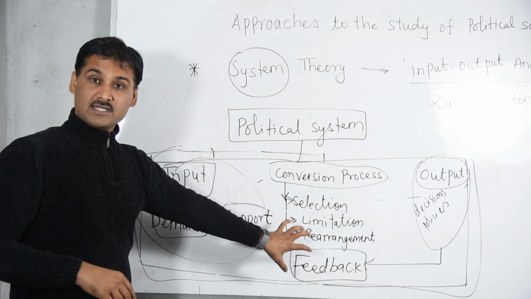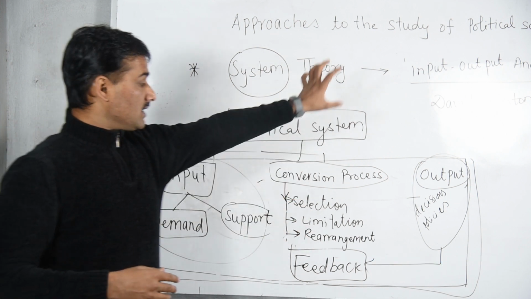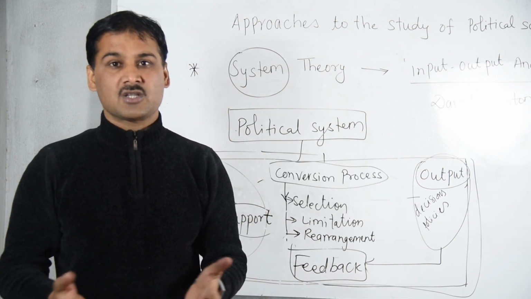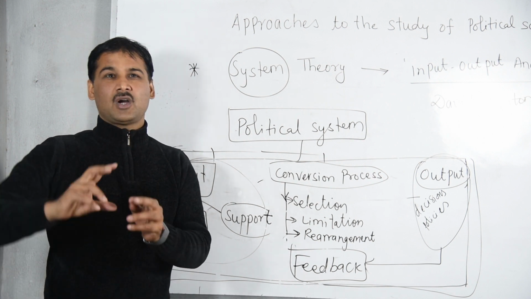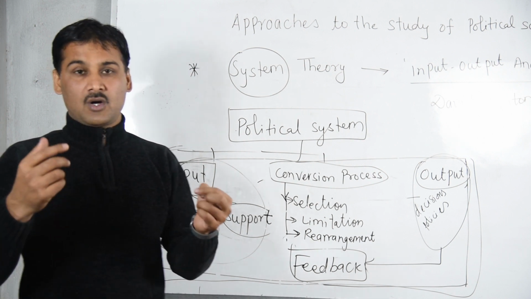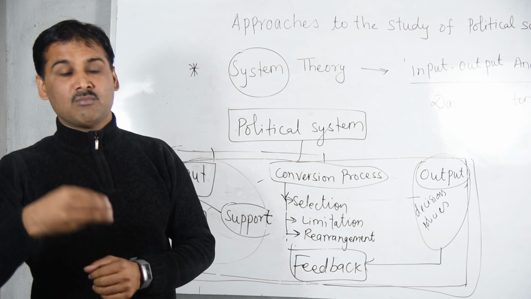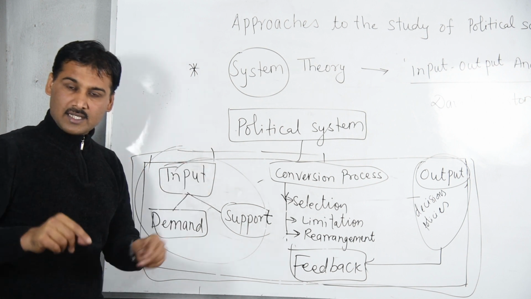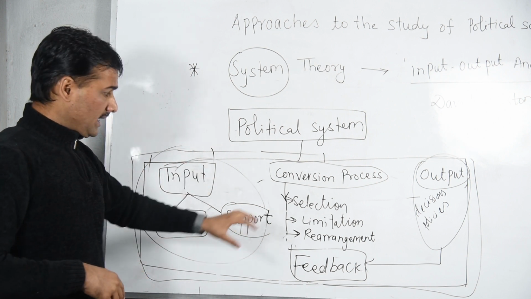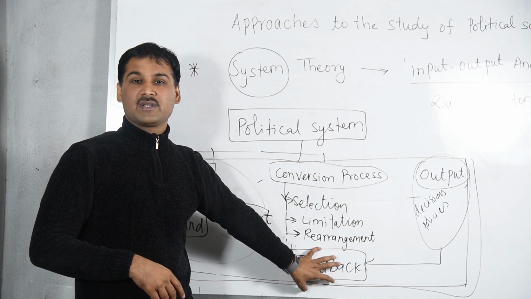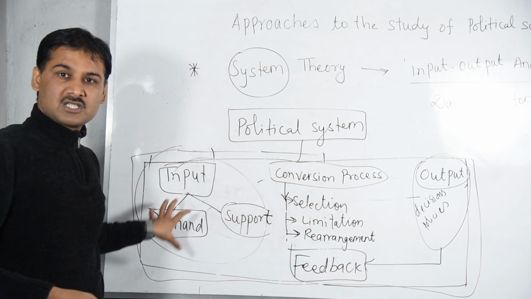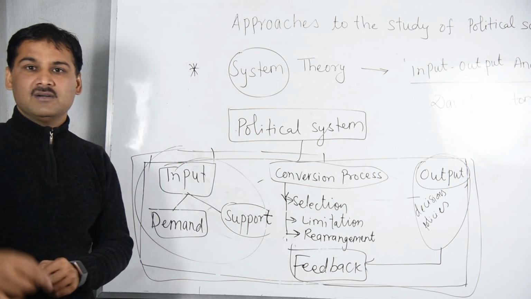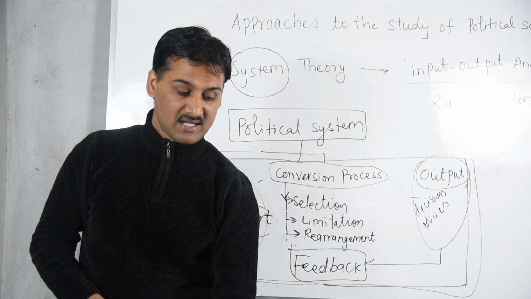Second is the conversion process. It keeps on going; it is a dynamic process. The outputs are decisions, regulations or legislations, lawmaking, giving orders and commands, or mobilizing different institutions within the political system. Then feedback is an important aspect, which gives feedback to the decision-making bodies or authorities, so that the political system keeps on functioning. This is what David Easton has illustrated.